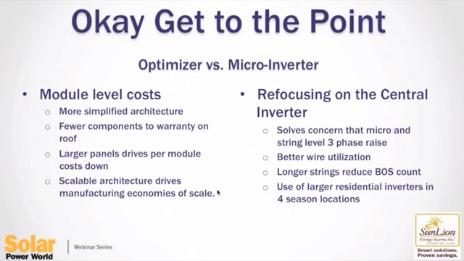Refocusing on the central inverter, optimizer solves the problem that micro and three-phase inverters bring, while not incurring the extra costs that come with those two technologies. We also see better wire utilization and longer strings. The more power, real power, we can put through a given piece of wire at as close to the 600 or 1,000 volt that the design calls for, the more we're able to utilize that wire.